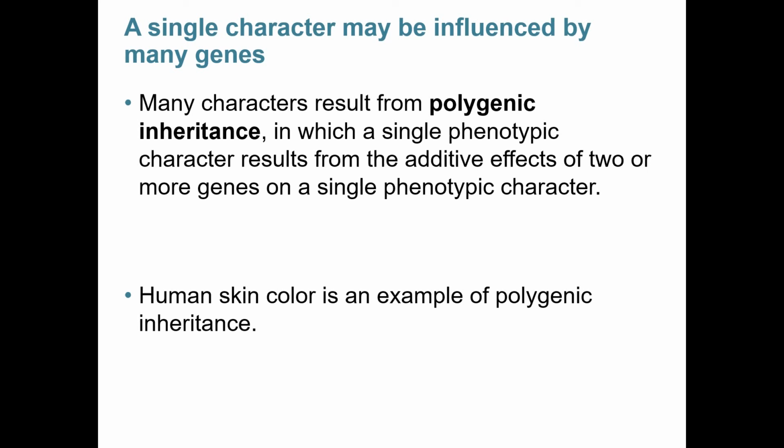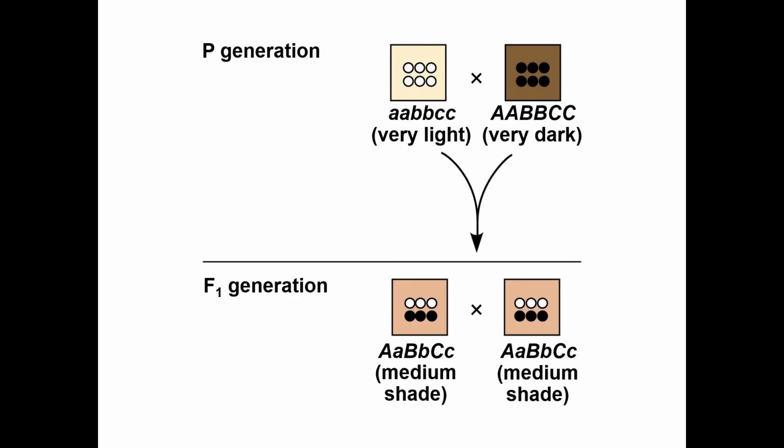Human skin color is controlled by 3 different genes, in this example A, B, and C. The number of dominant traits that you have for these 3 genes determines the color of your skin. This means that it is highly variable, and in fact you can see that if you looked around your classroom earlier in the semester.